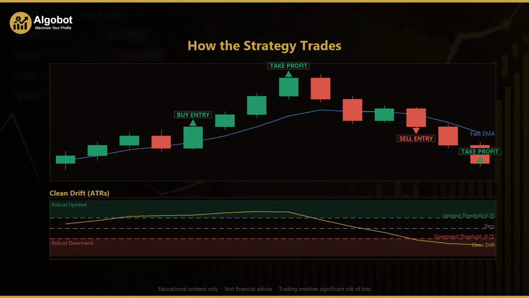That's the full cycle. A robust trend confirmed by the clipped drift, a patient pullback entry that reclaims or loses the fast EMA, and a disciplined exit driven either by the drift flipping through zero or by the ATR stop and target. The winsorization is the quiet hero here, keeping the drift honest so that a single outlier candle can't fake a trend that isn't really there.